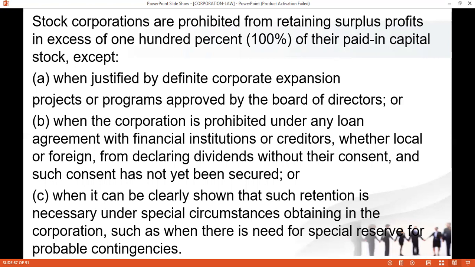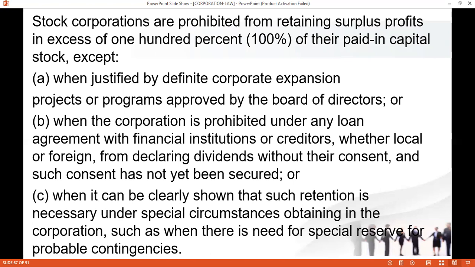Kailangan daw, yung retained earnings ng corporation, hindi yan sumobra ng 100% ng paid-in capital. Kunyari yung paid-in capital mo, 1 million. So, hindi dapat yung retained earnings mo sumobra ng 1 million pesos, kasi that is more than 100% na, di ba? So, ibig sabihin, prohibited yon, bawal yon. Anong mangyayari? Anong effect kapag ikaw ay sumobra sa 100% ng paid-in capital?